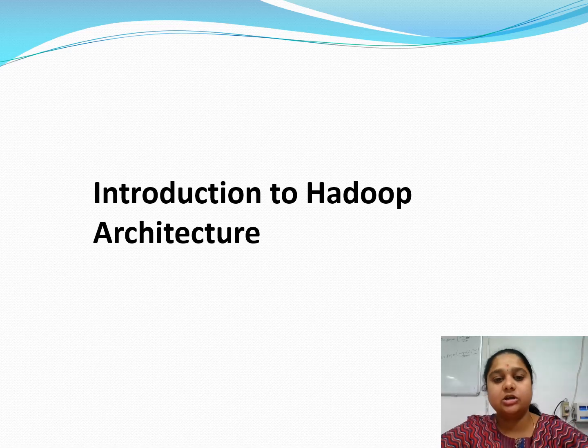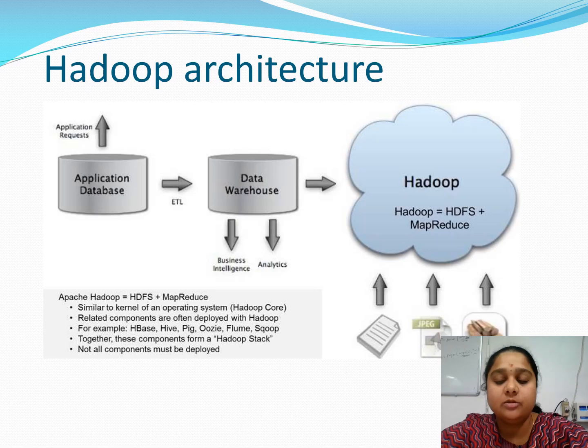Now, in the introduction to Hadoop architecture, let us see what the Hadoop architecture is. In this architecture, we'll be having an application database. From that application database, we see what we want and what we need to process, and we extract, transform and load the data into the data warehouse. Why do we use a data warehouse? The warehouse is the storage where we want to store our data, and whatever data we want, we just extract from the data warehouse.